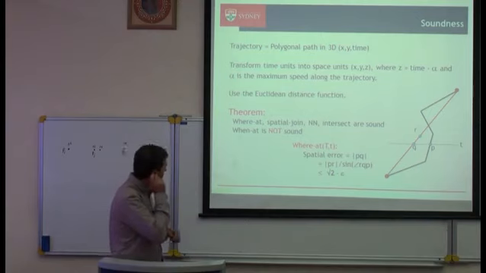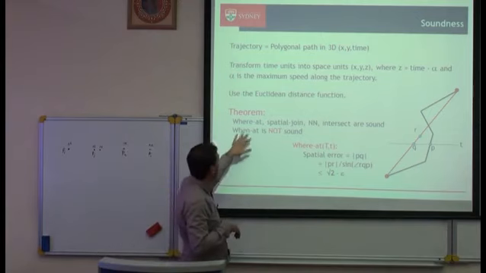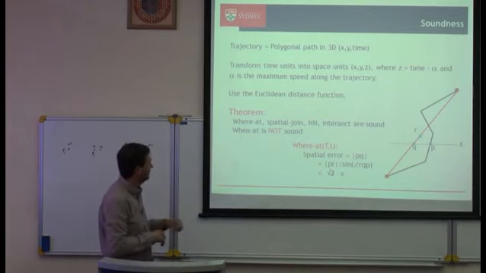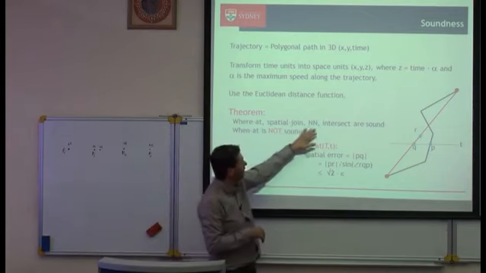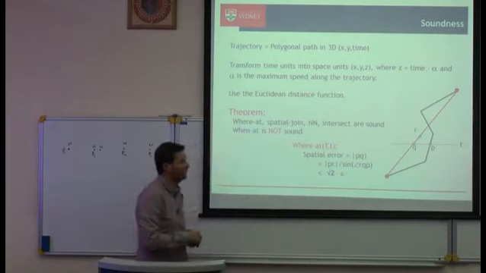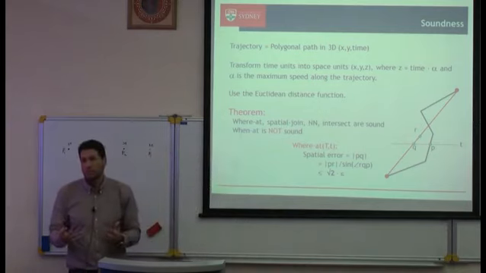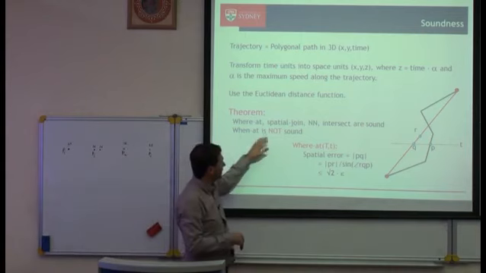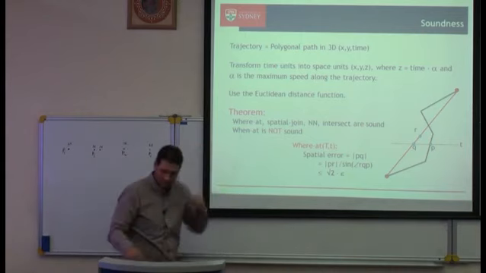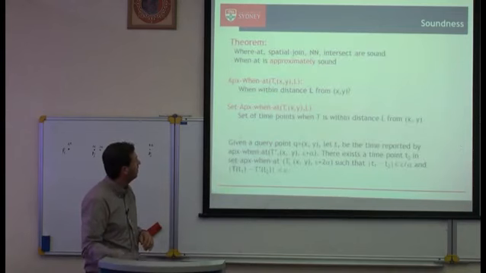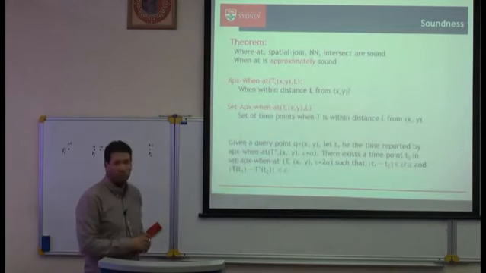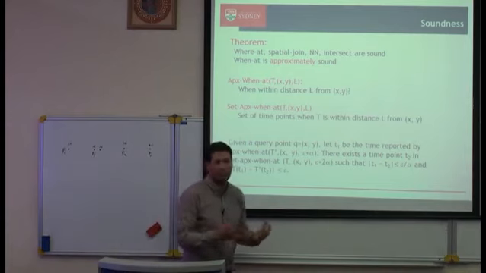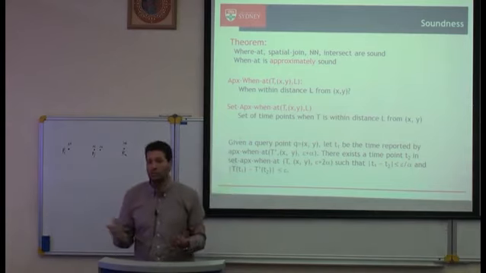Now, if you guarantee that, then there's a theorem by these guys showing that our spatial join, nearest neighbor, and intersect are sound. So they work pretty well. However, when that is not the case, it becomes a little bit tricky. And you can actually show that you cannot really do much about this.